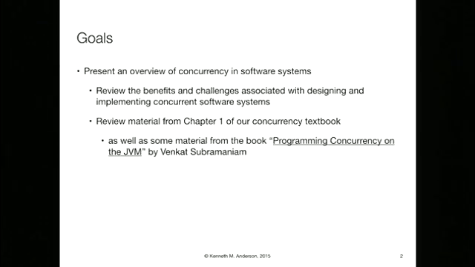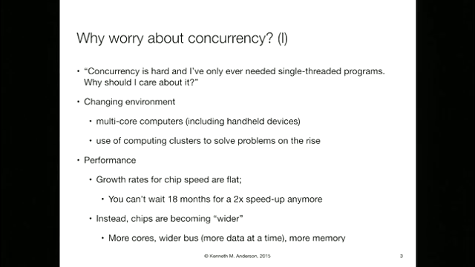But I'm also pulling some material from this other book, which I still highly recommend. It came out back in 2011, 2012, and is still really good. Programming Concurrency on the JVM. And as we go forward, I'll be pulling from both of these books as material on this particular issue. So the question you might ask is, well, why worry about concurrency?